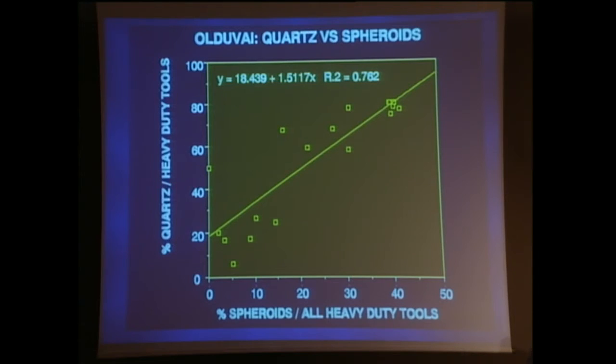If you look at Olduvai, these are the sites in beds 1 and 2. This is the percentage of quartz in the assemblage, and this is the number of spheroids. You see there's a very strong correlation between how much quartz you have and how many spheroids. These are the bed 1 sites, which are lava dominated, and you get fewer spheroids. These are the bed 2 sites, the developed Oldowan sites at Olduvai, and they're very rich in these battered spheroids.